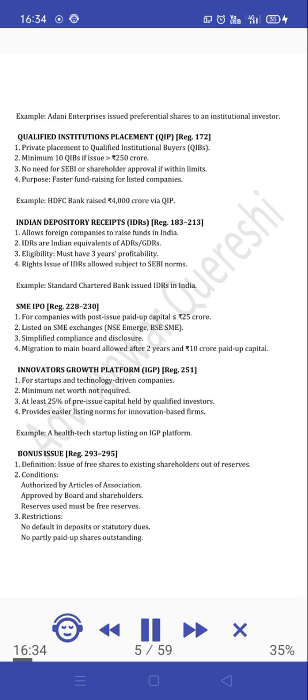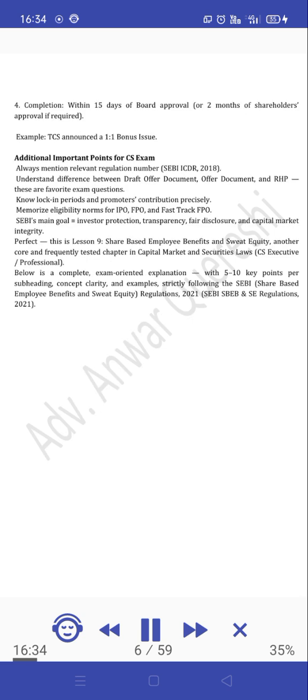Bonus issue, Reg. 293, 295-1. Definition: issue of free shares to existing shareholders out of reserves. 2. Conditions: authorized by Articles of Association, approved by board and shareholders. Reserves used must be free reserves. 3. Restrictions: no default in deposits of statutory dues. No partly paid-up shares outstanding. 4. Completion: within 15 days of board approval or 2 months of shareholders' approval if required. Example: TCS announced a 1:1 bonus issue.